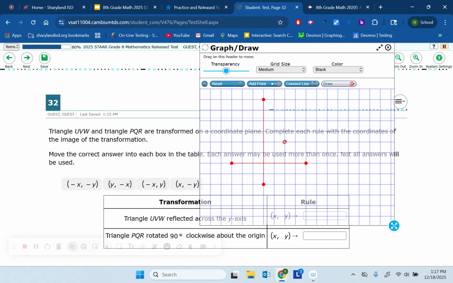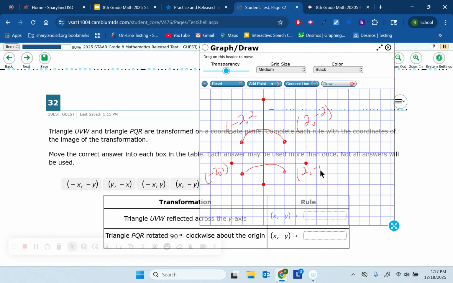So I'm going to just plot the coordinate (2, -2) and reflect across the y-axis. It comes over on this side, and the new coordinate becomes (-2, -2). And let's go the other way. For example, I'm going to get over here, (-2, -1), and I reflect across this way.